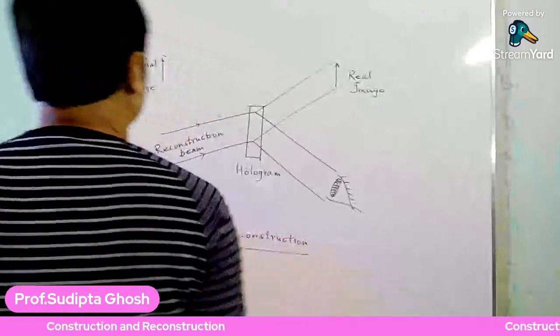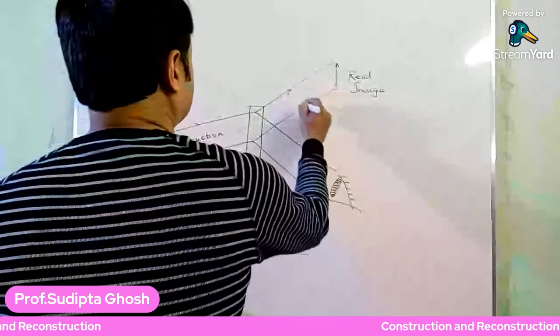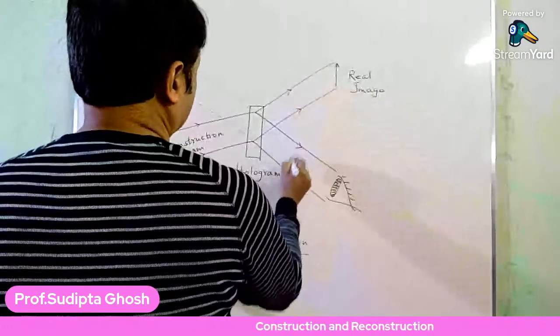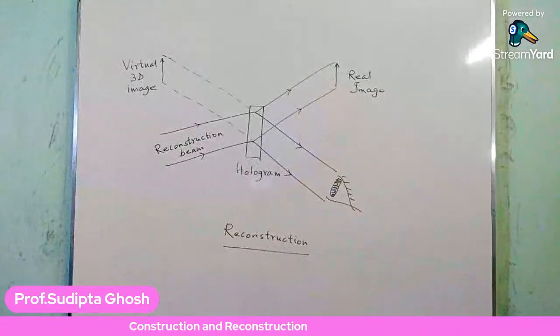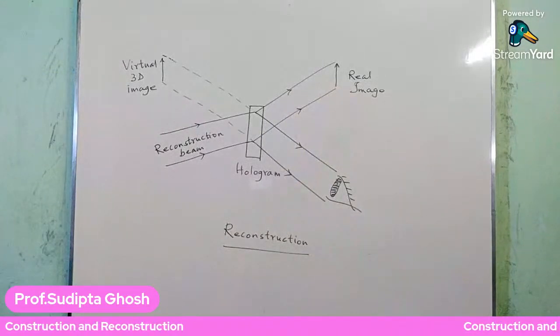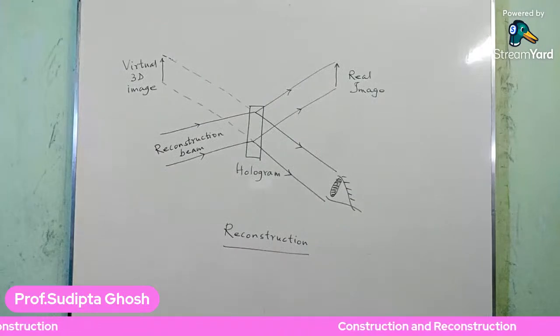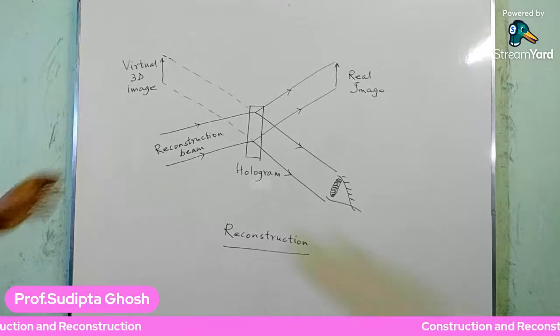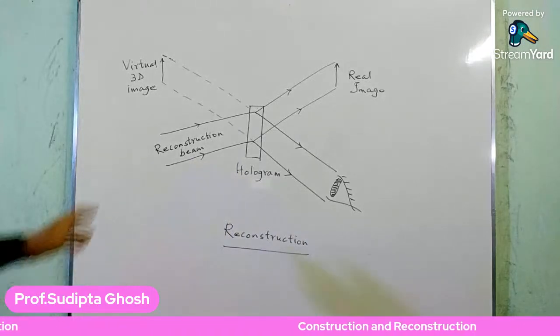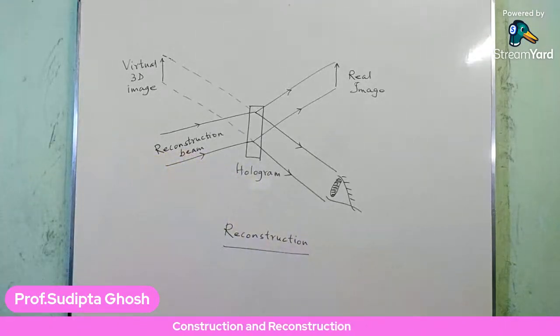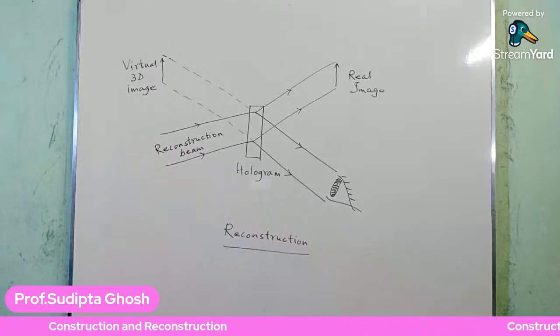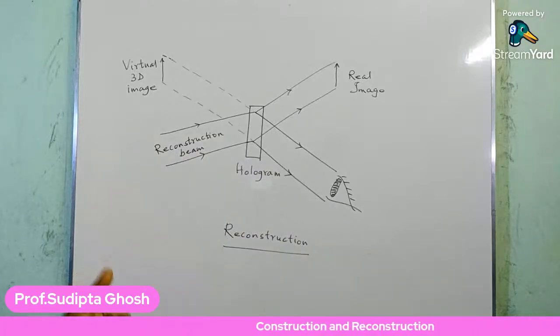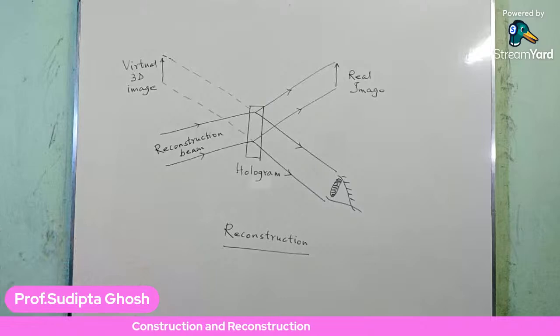So now this is the process of reconstruction. While reconstructing the hologram, we have to use coherent light, and that is known as the reconstruction beam. So this is the reconstruction beam. And what is the reconstruction beam? It is usually of the same wavelength as the original beam which is used while recording the hologram.